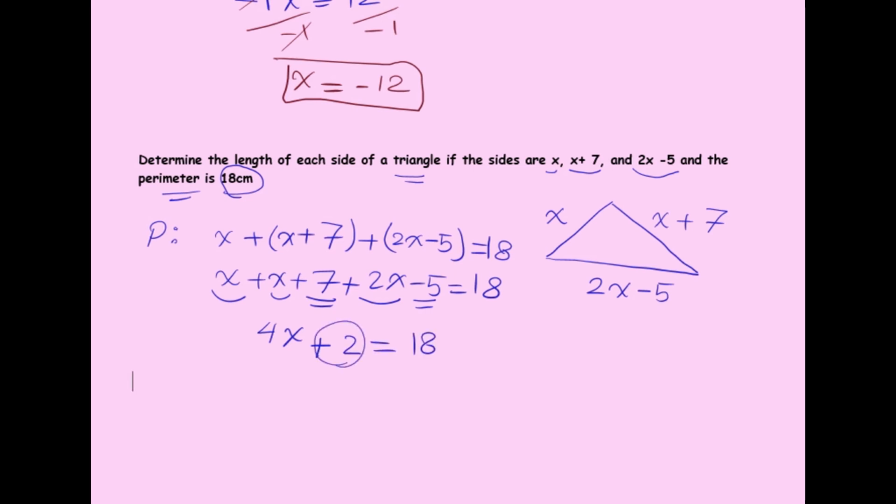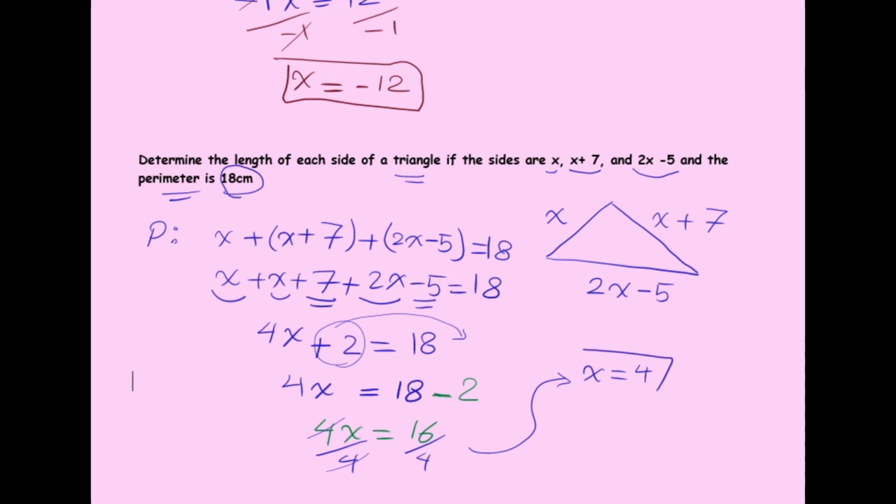If you move 2 to the other side, you will end up with 4x equal 18 minus 2, yes? So therefore I have 4x equal this 18 take away 2 would be 16. Now you need to divide both sides by 4. By 4, by 4. These two 4s cancel. As a result, x is nothing but 4.